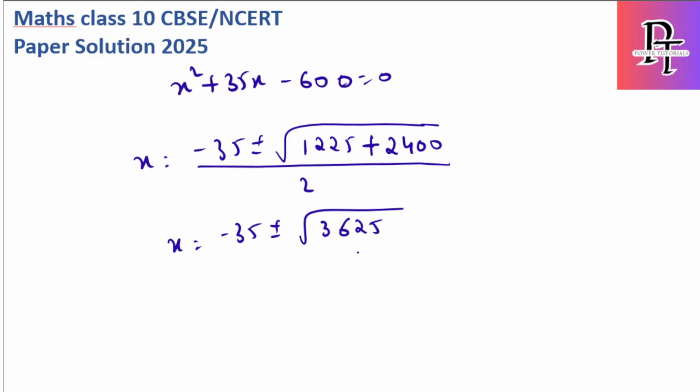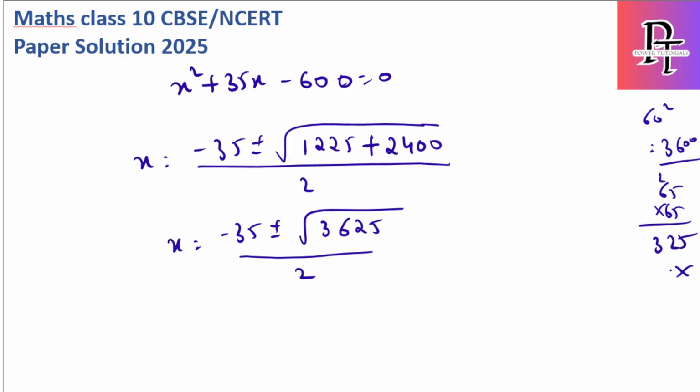All by 2. So we know 60 square is 3600. Okay, so let's check for 65. 5 5 is 25, 5 6 is 30, 32, 6 5 is 33, 6 6 is 36, 36 plus 3, 39. Okay, we got 4225. Let's see, somewhere did we make a mistake.